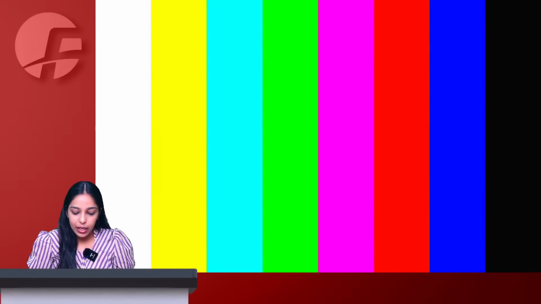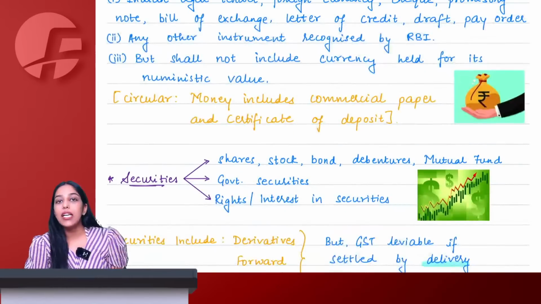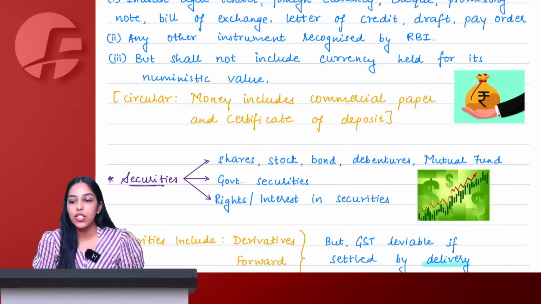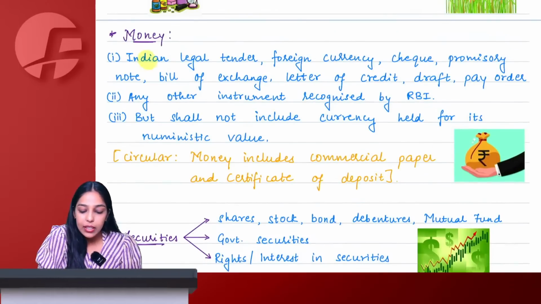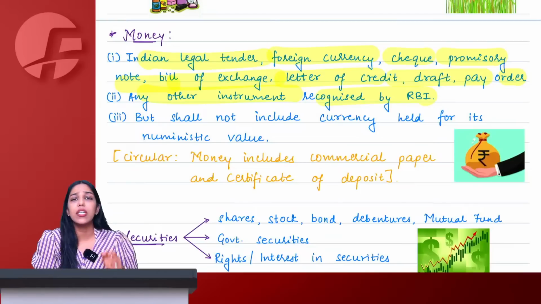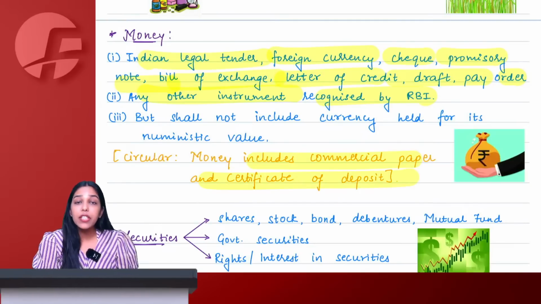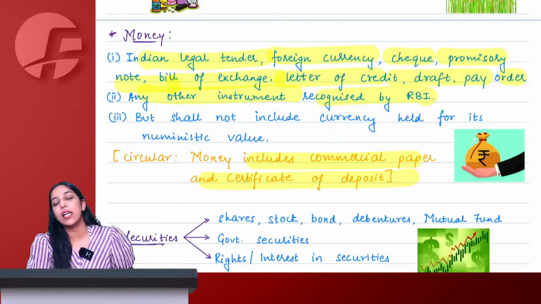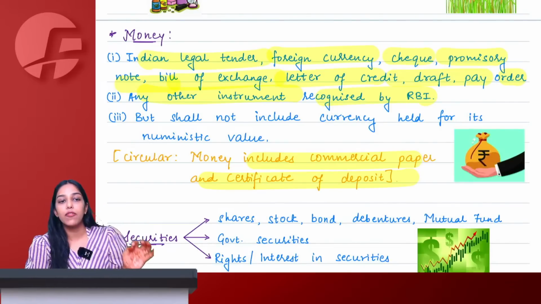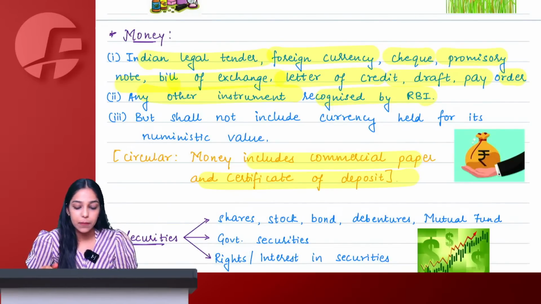In that case, if I am holding any kind of currency for its numismatic value, then we call it goods and not money. So that is going to be taxable under GST. Otherwise, Indian legal tender, foreign currency, cheque, promissory note, bill of exchange, letter of credit, pay order, demand draft, commercial paper, certificate of deposit, everything that is recognized by RBI as a medium of exchange is not goods, therefore not taxable under GST.